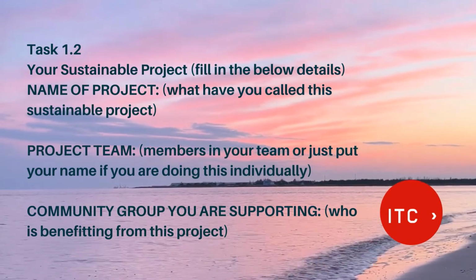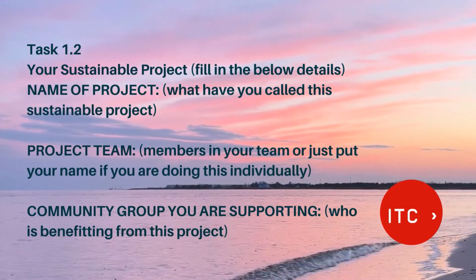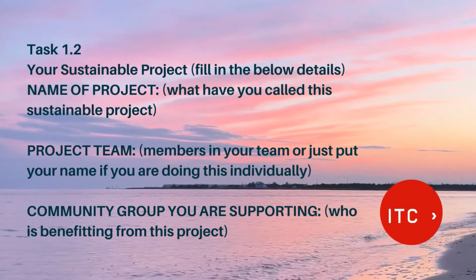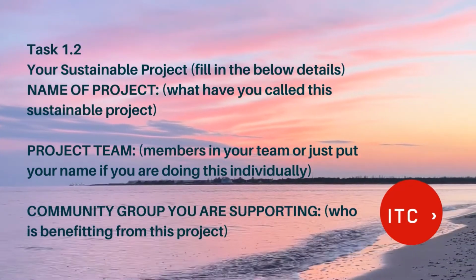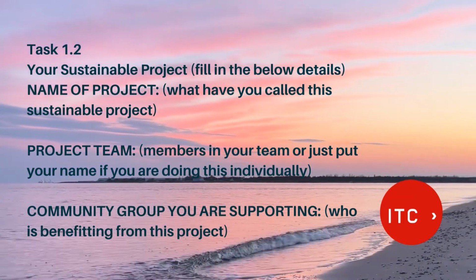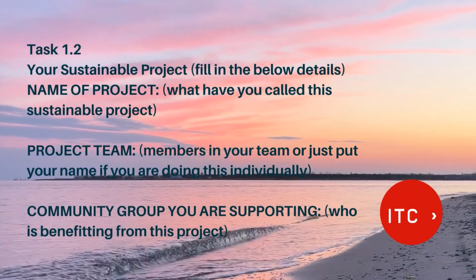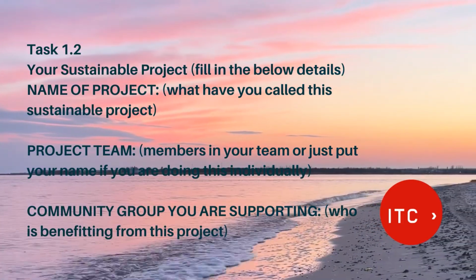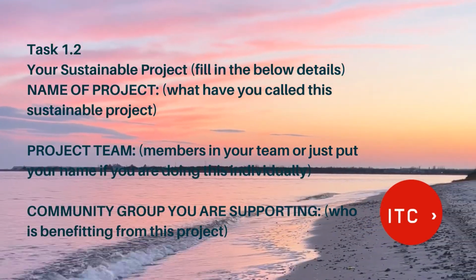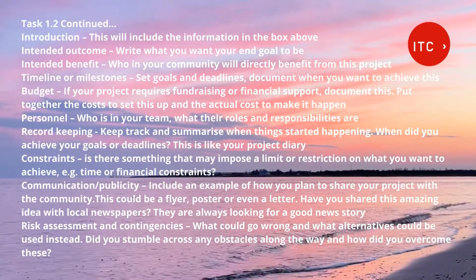Task 1.2 then is asking you to name your project. This name would be specific to what it's actually achieving. You need to write down your project team, and that means any members that are in your group that you're working with. And then lastly, the community group that you're supporting. Is it a company or an area of the community? So just write down who that is.